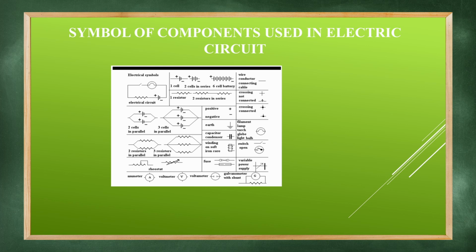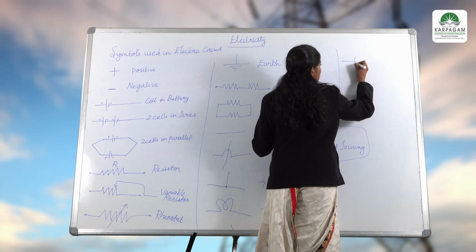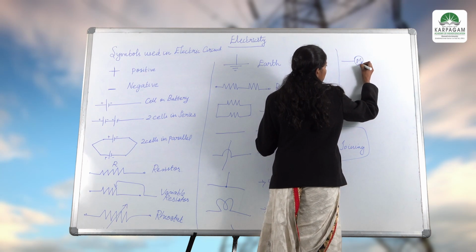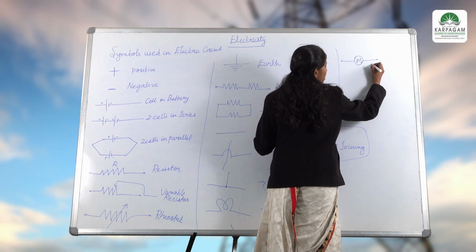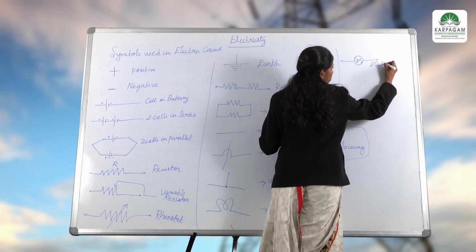Next one is the electric bulb symbol. This is how we make it for an electric bulb. And this is the symbol of an electric motor. We need to mention it with M. So I call it an electric motor.